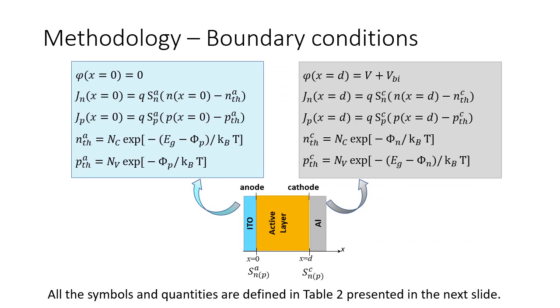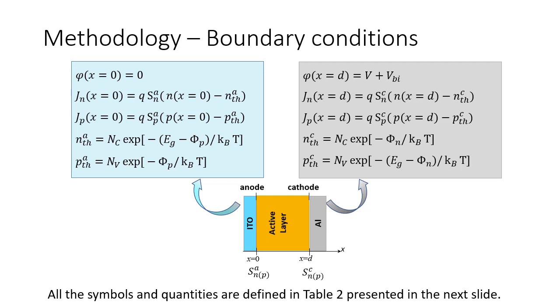We can see the simplified schematic here of an OSC with an ITO anode and aluminum cathode and an organic active layer in between. Boundary conditions for electrostatic potential and hole and electron densities are given at both contacts, x equals 0 and x equals d. D here is the length of the active layer.